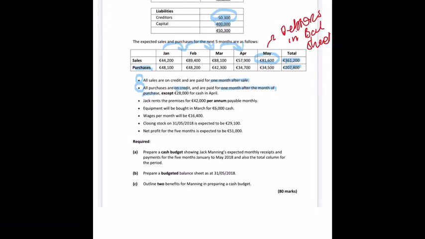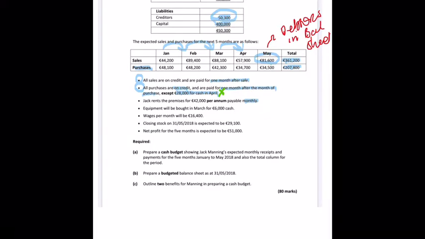It says except for €28,000 for cash in April. So we need to be careful when we get to April. Just make sure you put an asterisk beside that or something so that you know you need to be careful with that. Next point, Jack rents the premises for €42,000 per annum, and that's payable monthly. So in total it costs him €42,000 for the whole year, but he has to pay it monthly. So you're going to have to find out what the monthly charge is by dividing it by 12.